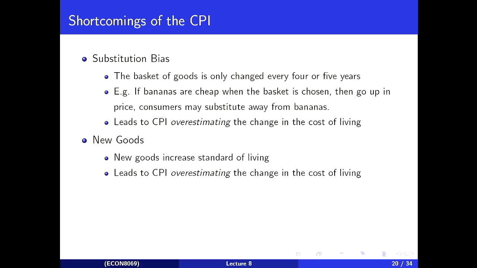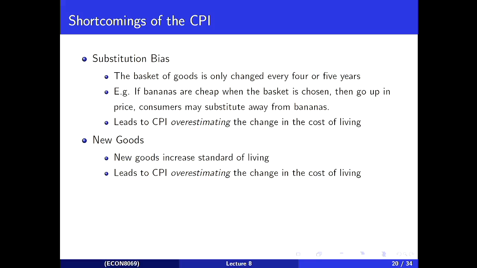One issue is new goods, right? When a new good comes onto the market, then the new good weakly increases the standard of living. A new good on the market can't make you worse off because you can always just not buy it. But a new good could make you better off because if it's better than what you're using currently, or it's new and you're happy to pay for it, then it'll make you better off.